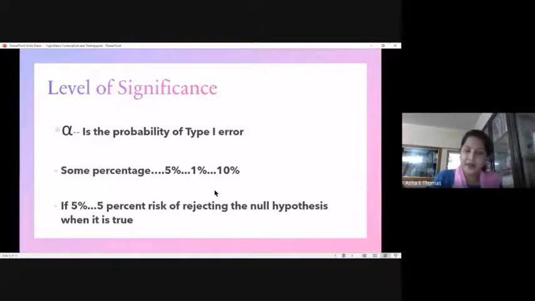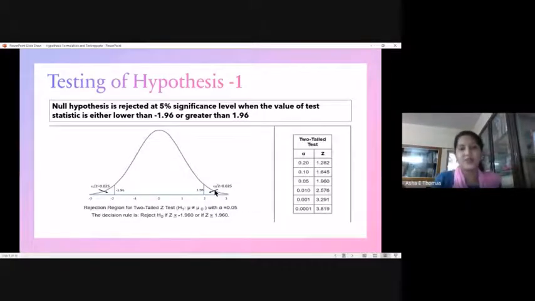And then we talked about testing of hypothesis, where we talked about the two-tailed test, left-tailed test, and right-tailed test. Right, the two-tailed test is used where we are saying that the chance of committing the error.